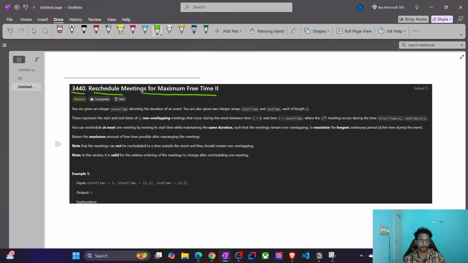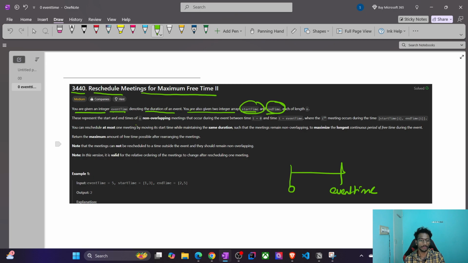So you are given an integer event time denoting the duration of an event. You are also given two integer arrays, start time and end time. Event time actually means the ending of the event, so it will always run from 0 to event time. One array is the start time and another is the end time. Start time i indicates the starting time of event i, and similarly end time i indicates the ending time of event i.